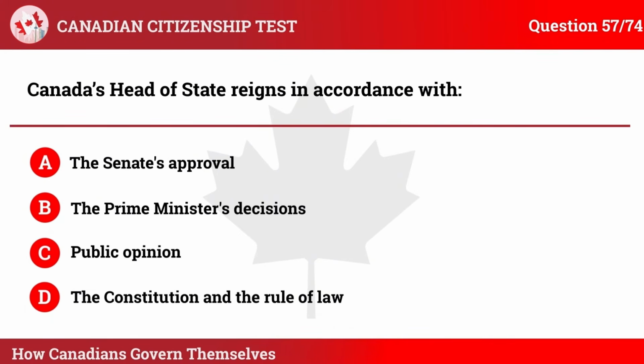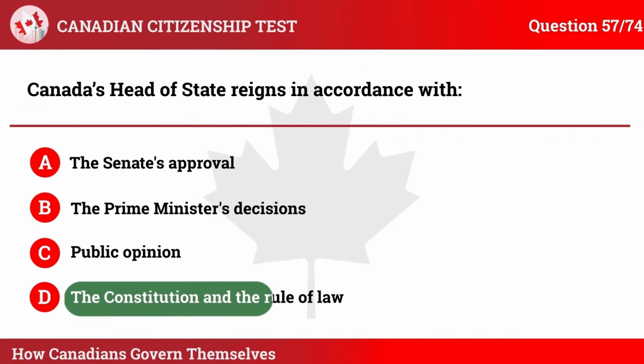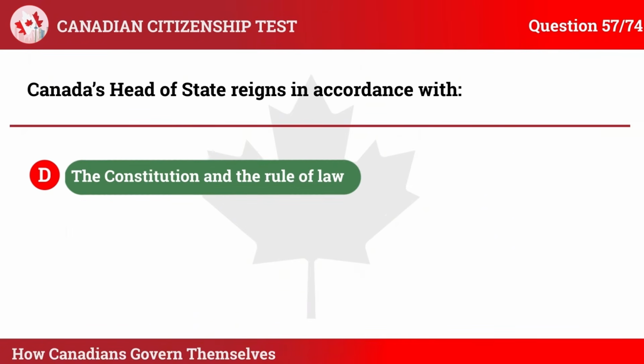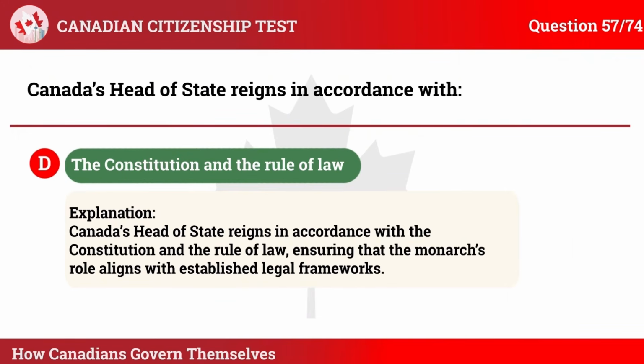The correct answer is D. The Constitution and the rule of law. Explanation: Canada's head of state reigns in accordance with the Constitution and the rule of law, ensuring that the monarch's role aligns with established legal frameworks.